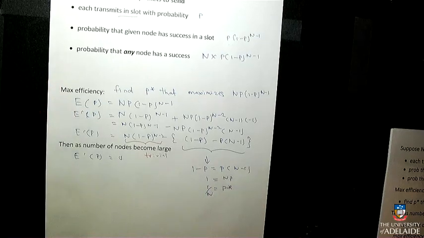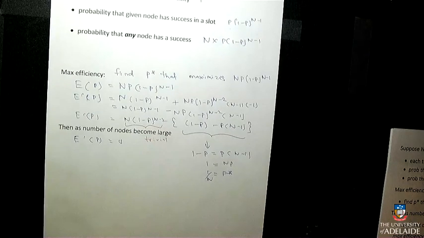So the value of p which actually maximizes the probability that any node has a success is 1 over n, right? That makes sense, yeah? It almost feels intuitively correct. So if you have n nodes and the probability that I will transmit is 1 over n, then that is the only time at which we can make sure that the probability of any node being successful in a given slot is maximum, right? But we don't care about one node.